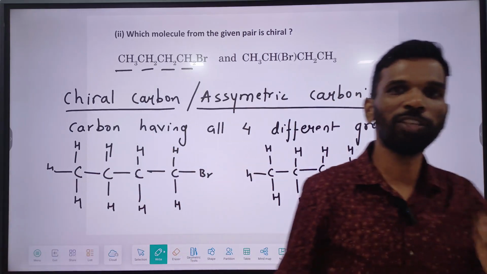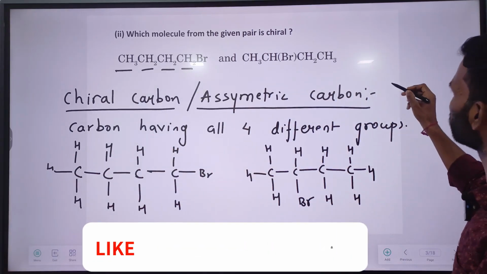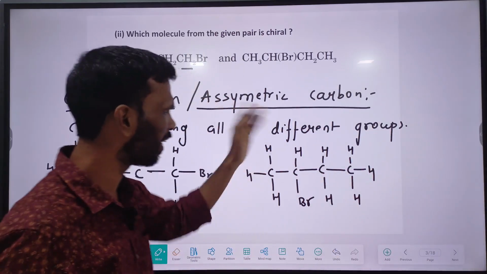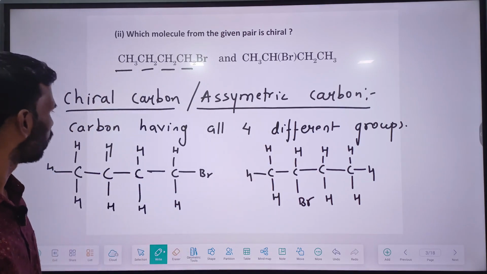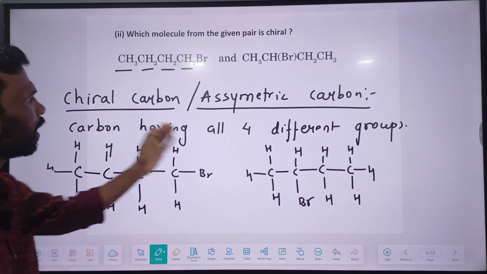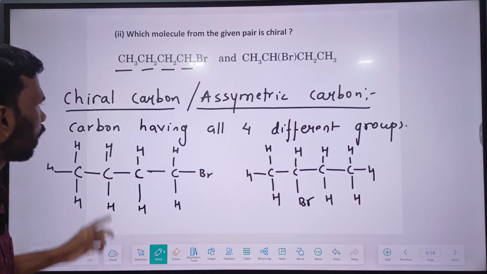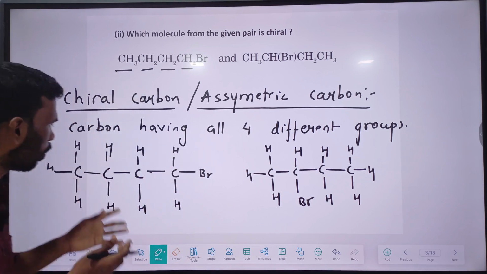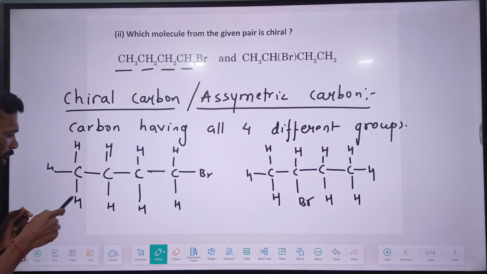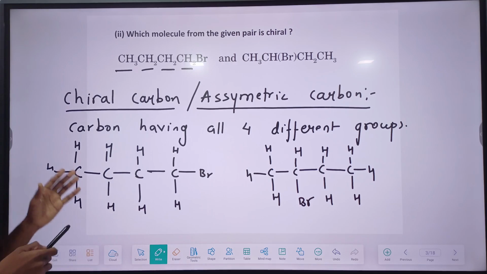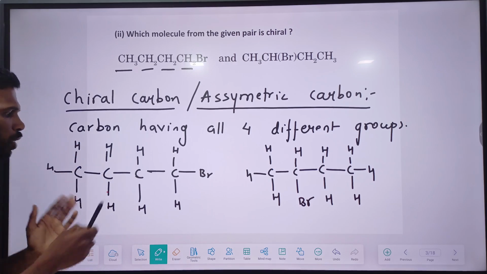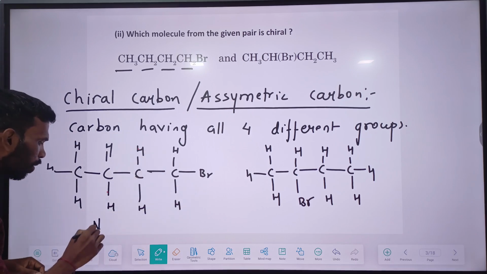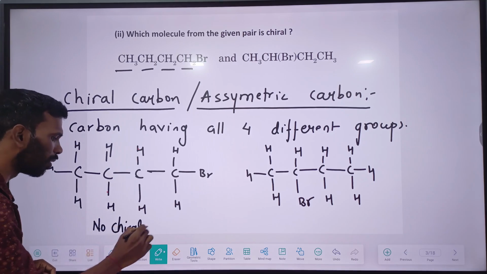We have to understand which one is chiral. First we'll understand which one is chiral, then I'll tell you more about this chiral thing. The chiral definition: a carbon having all 4 different groups, or the 4 bonds connected should be different. Over here, this is achiral because there are similar hydrogens, 3 hydrogen atoms. Here there are 2 similar groups, hydrogen and hydrogen. Here again there are 2, here again there are 2. So in this case, no chiral carbon, no chiral carbon.